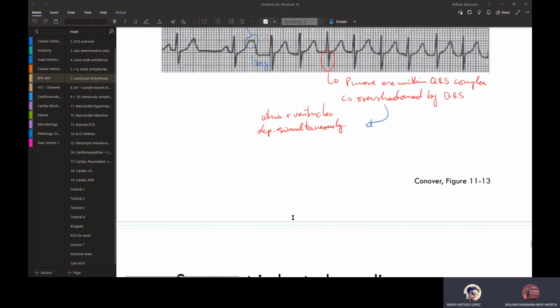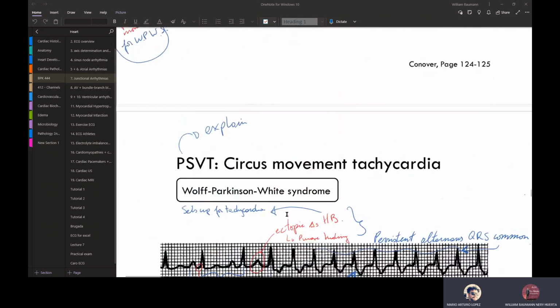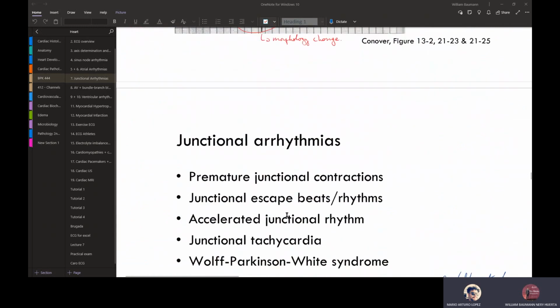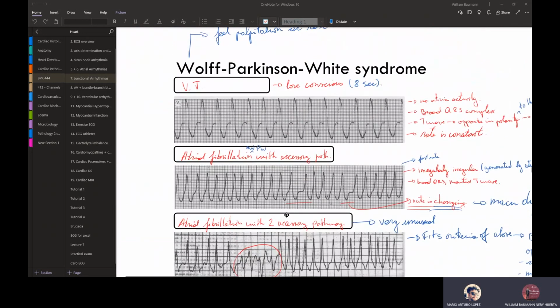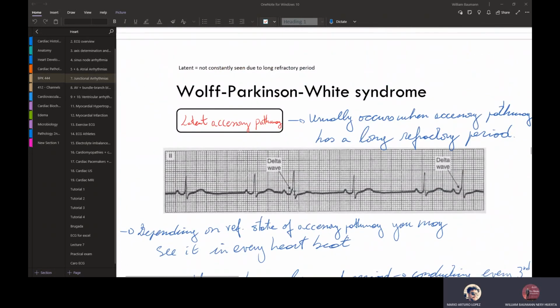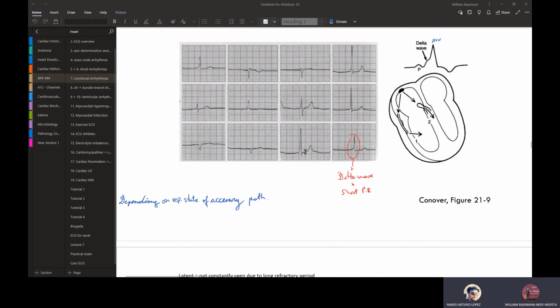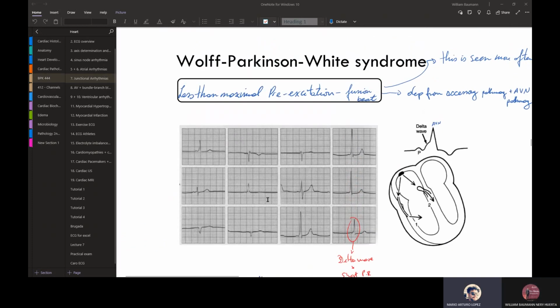Right. So again, like I told you the other day, the main thing for Wolff-Parkinson-White syndrome is the delta wave with a short PR interval. Where is it? This one. That's the characteristic one. Especially here. Is that the only condition that will demonstrate a delta wave? Yes, for sure. Delta wave is unique for Wolff-Parkinson-White syndrome.